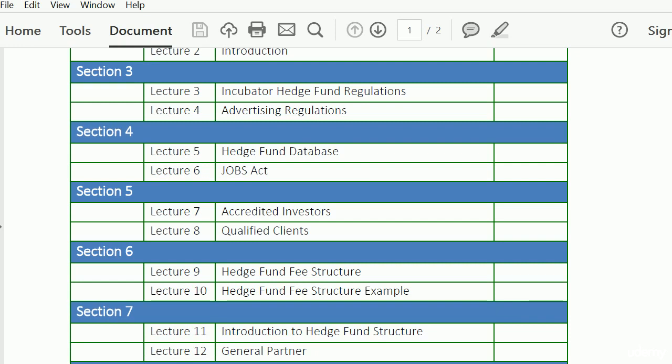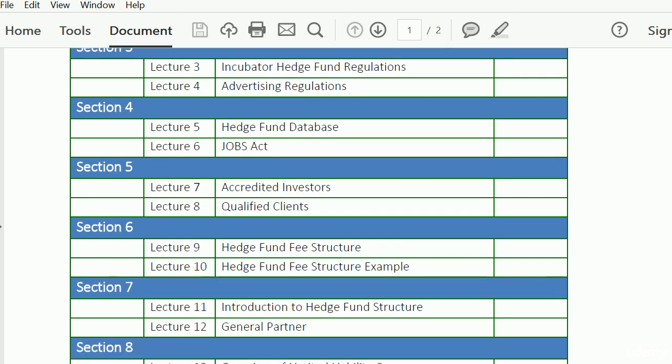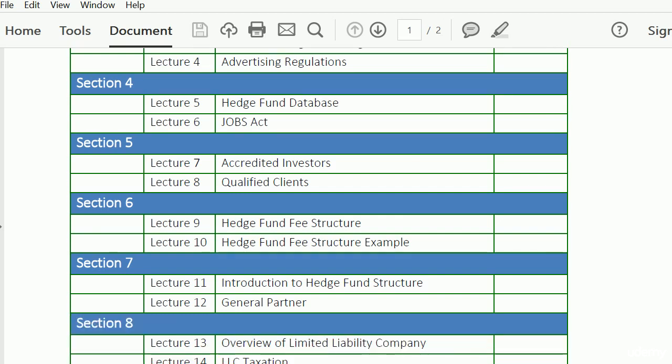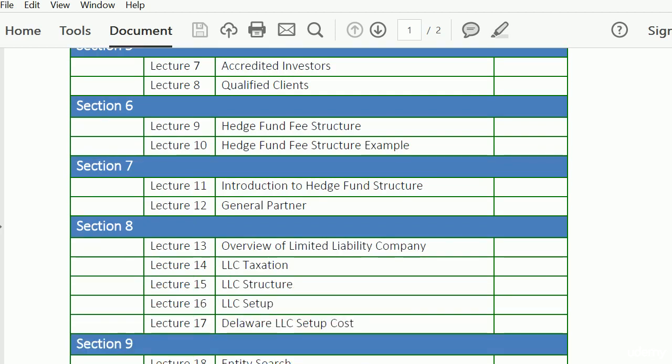And then we'll briefly talk about the hedge fund fee structure. And again, we'll get into the management fee and the performance fee and how that is related to accredited investors and qualified clients. And then we'll get into the hedge fund structure, and we'll talk about the term general partner and why that's important. And then in lectures 13 through 17, we'll talk about LLC, a limited liability company, and how the LLC is taxed, the LLC structure, how the LLC is set up, and again, talk about some of the costs involved, especially if you want to set it up in Delaware.